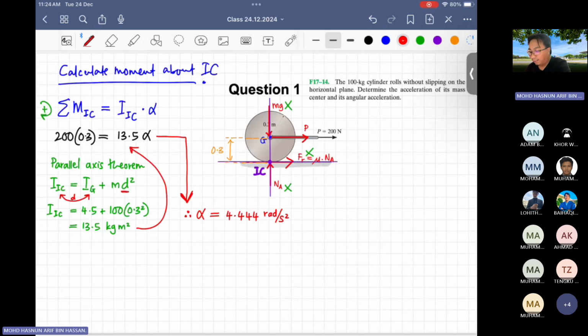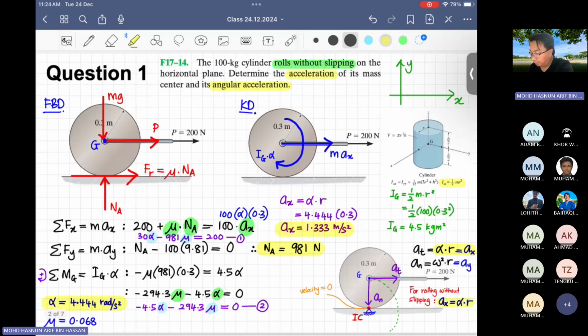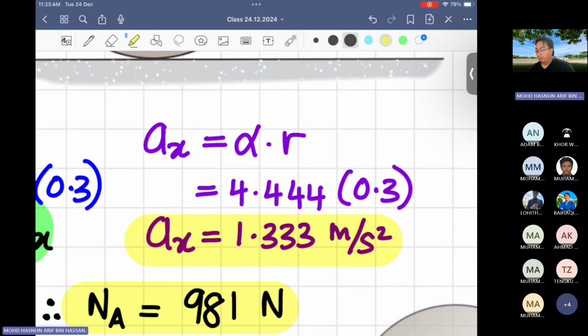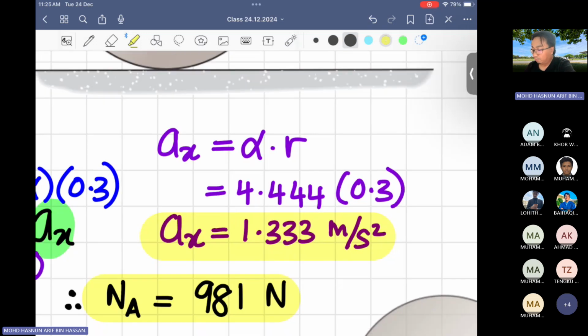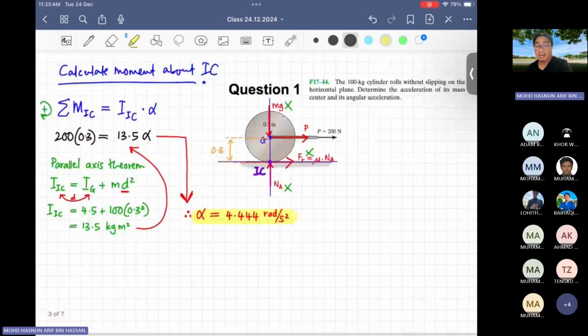Okay, so you will see that by calculating the moment about IC, it makes the calculation a little bit easier to get the value of alpha, and we still get the same value. Then once you have the value of alpha, you can substitute in this equation, AX equals alpha times R, to get the value of AX, 1.333. So by calculating the moment about IC, you don't even have to find the value of mu. Okay, so that is an alternative way for you to solve this problem. Okay, any question about this? Any question?